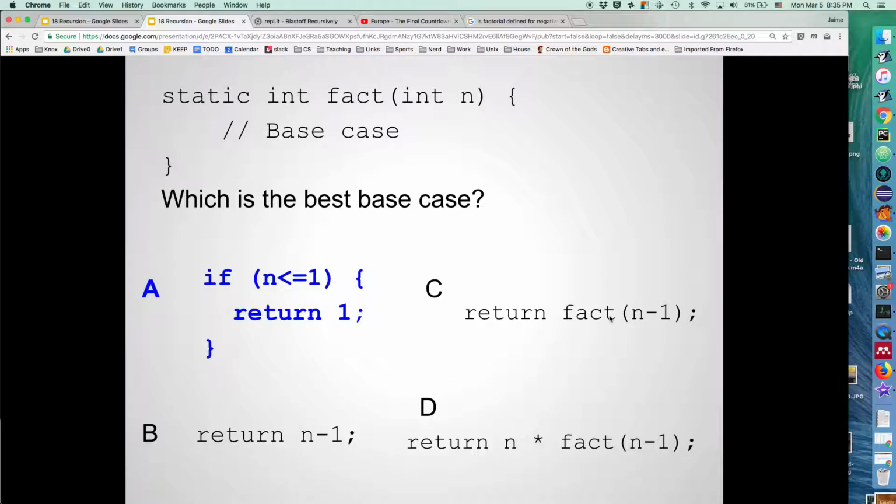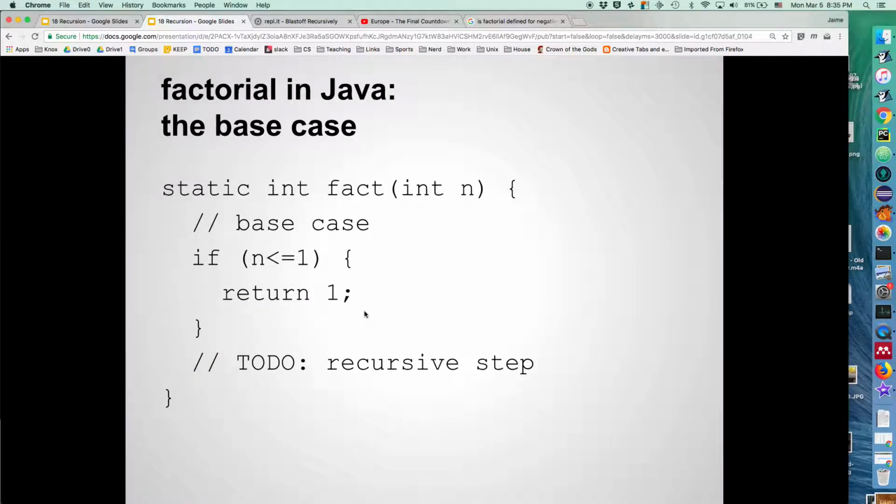This is not going to work because this isn't a base case. This is a recursive step because the function factorial is calling itself. That's the recursive step. That's not the base case that ends the recursion. Same thing down here. This is also a recursive step because now it's n times factorial of n minus 1. That might be a useful thing, but not as the base case.